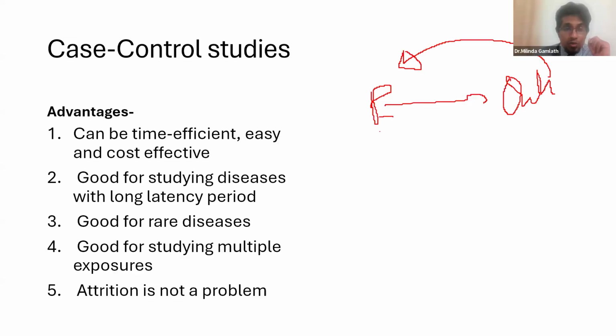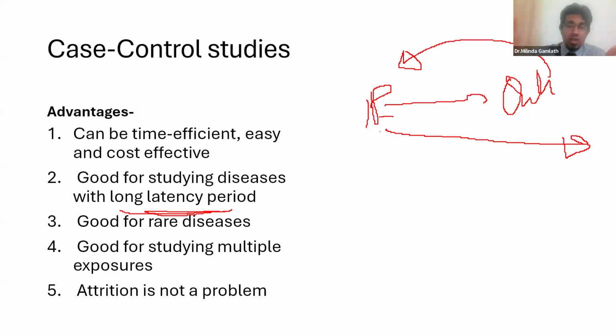So this is also very good for studying diseases with a long latency period. If you do a cohort study for this, you have to wait for a long time. For example, if you try to find out whether a certain thing causes cancer, like whether HPV infection can cause cervical cancer.